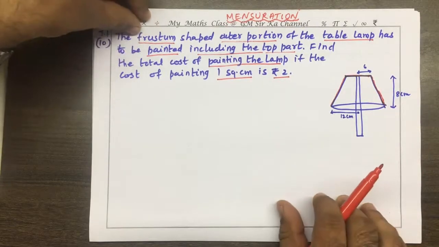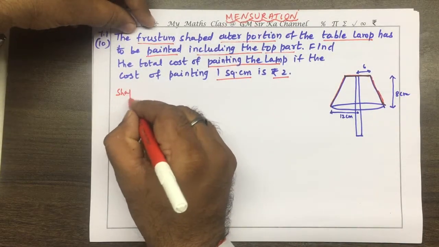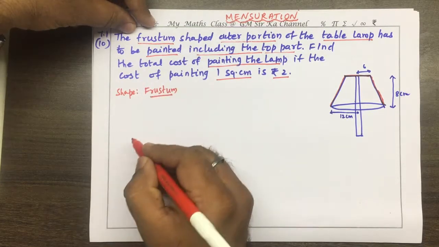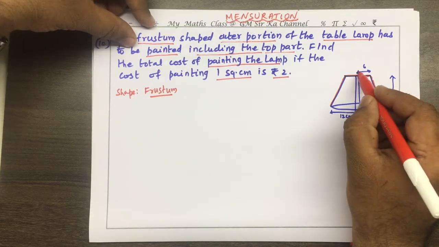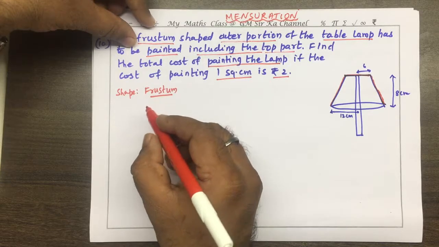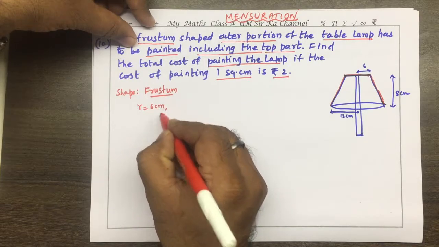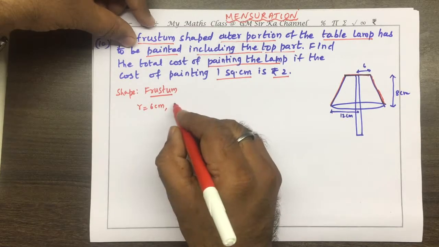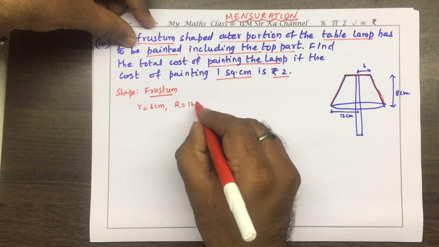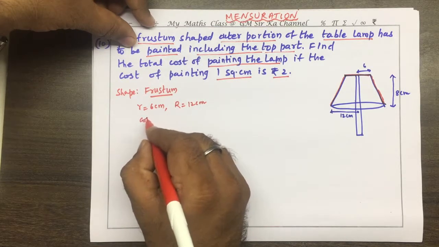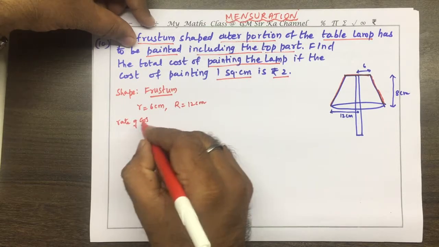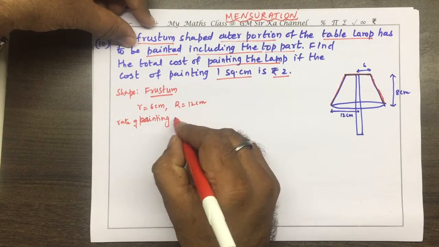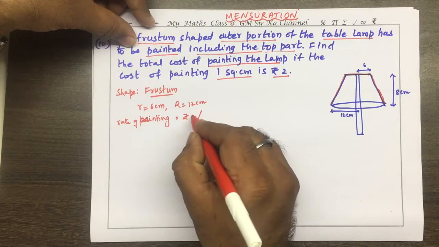So the given shape is a frustum. The small radius, the radius of the top, is 6 centimeter. The bigger radius of the bottom, capital R, is 12 centimeter, and the rate of painting is rupees 2 per centimeter square.